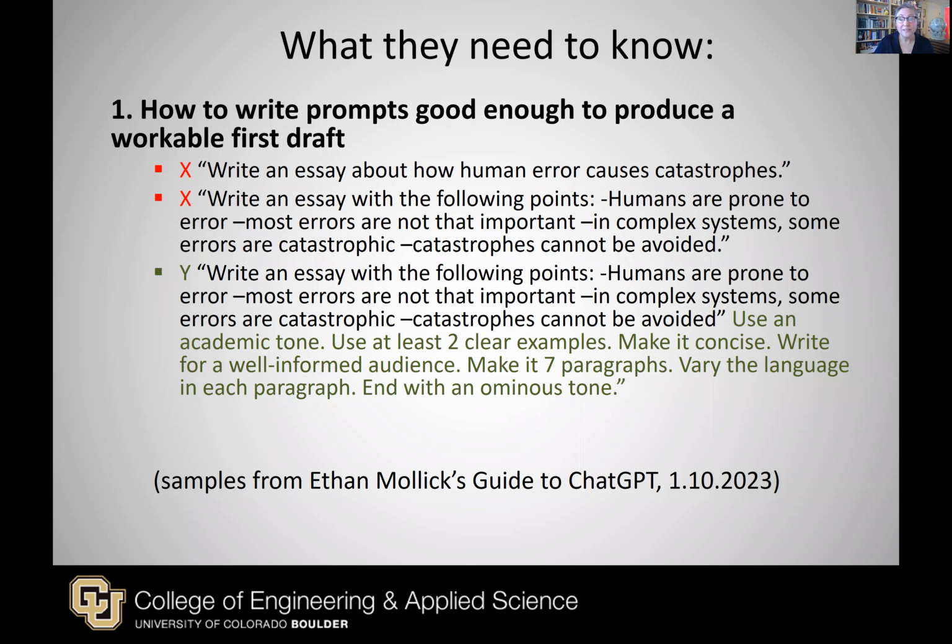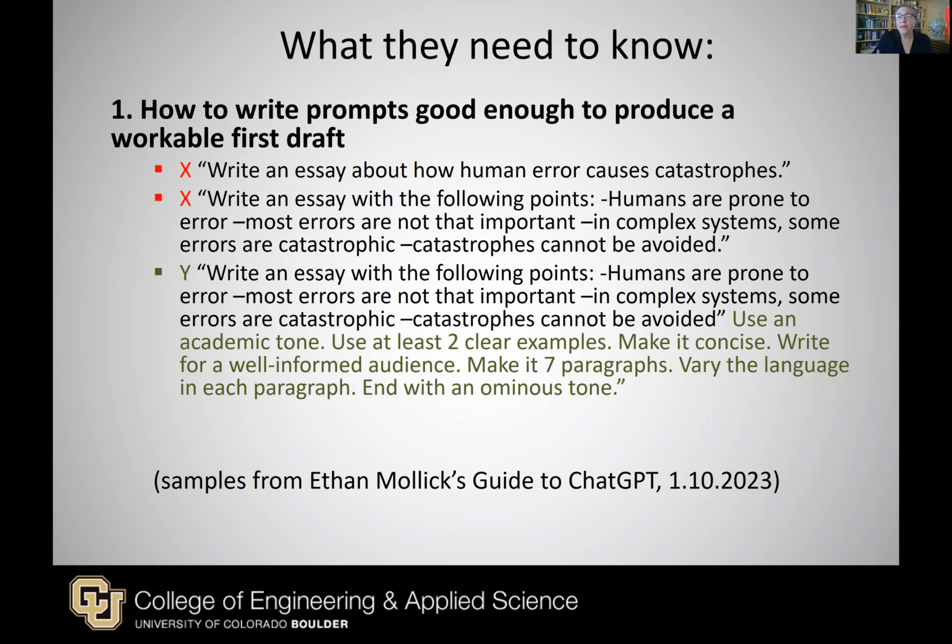So for example, a standard question that I have seen students ask of ChatGPT, and by the way, I'm giving you a sample from Ethan Mollick's guide to ChatGPT. It came out on the 10th of January. It's online and absolutely a very useful tool for me. So if the prompt is "write an essay about how human error causes catastrophes," which might have been right out of a prompt that I would have written for an ethics class, you're going to get something pretty generic and pretty general, and actually pretty hard to do much with.